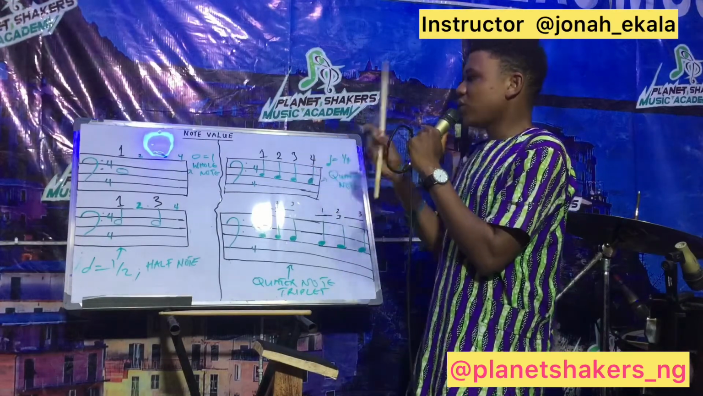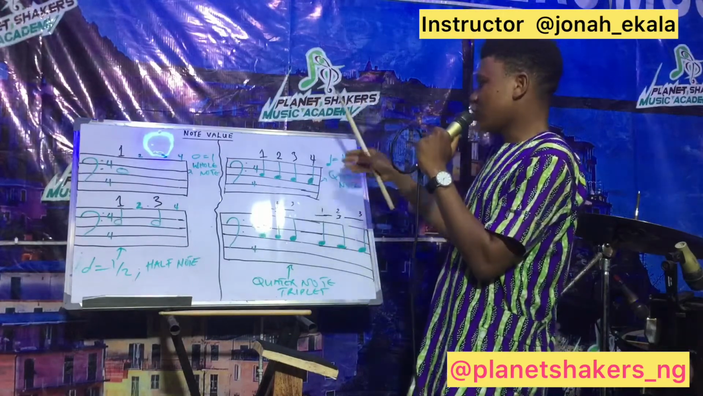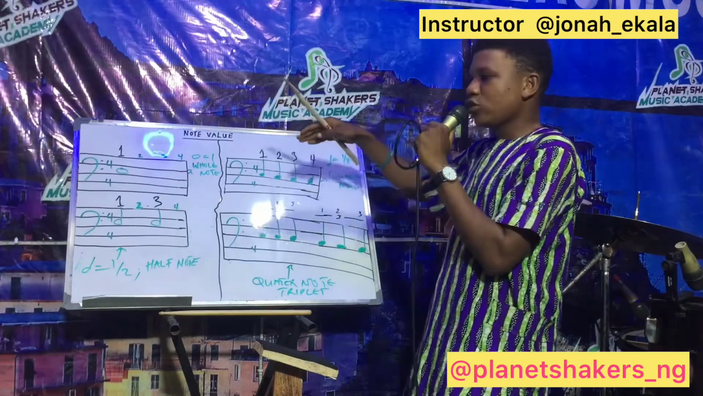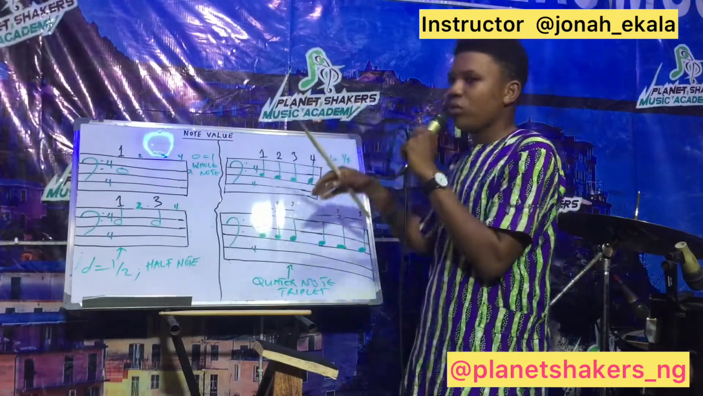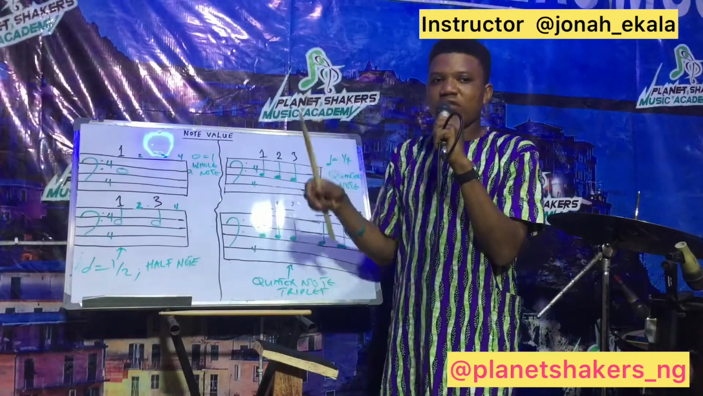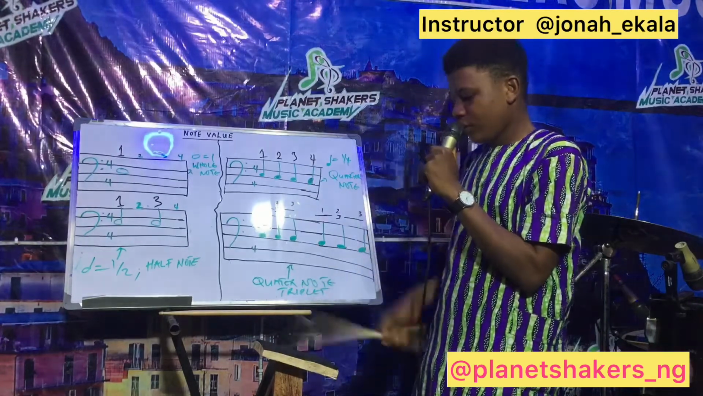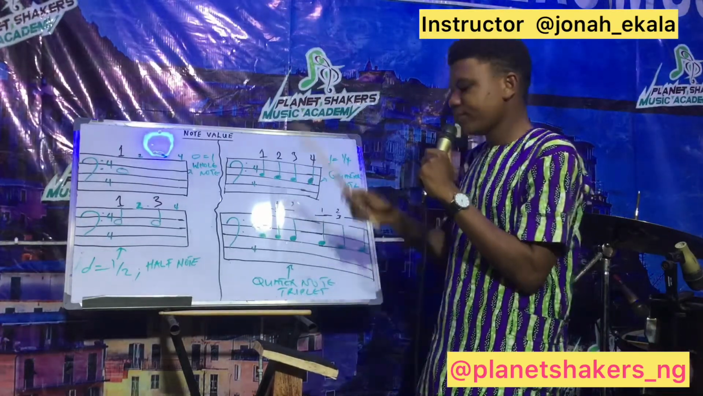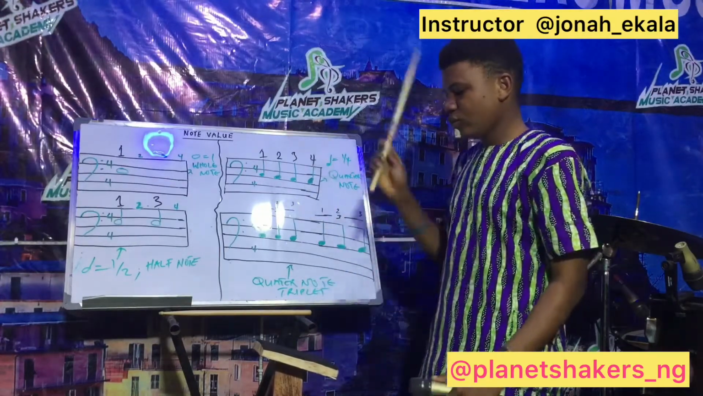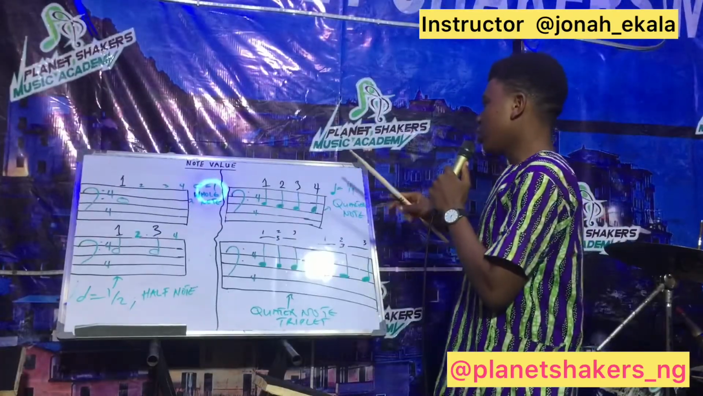So we have 1, 2, 3, 4. At each count, you are playing a sound. That's why I used this black marker all through. I'm also going to show you an example of how to play this using the same beats per minute, 70. 1, 2, 3, 4. 1, 2, 3, 4. So that's that about the quarter note.